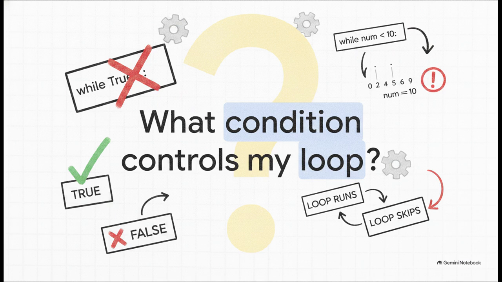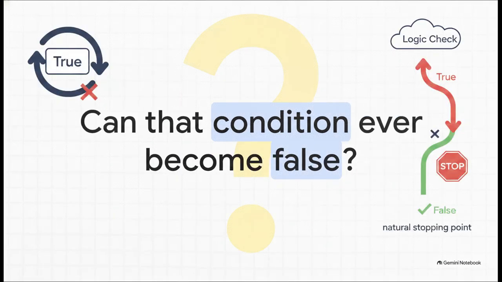This is all about building the habit of always identifying the driving force of your code. Before you write anything else, you've got to know exactly what Boolean condition is dictating whether your loop runs or skips. Question number 2. Can that condition ever become false? You need to actively check your logic for a natural stopping point. If the condition is literally just the word true, well, then the answer is no, it will never naturally become false. Which leads us directly to the next critical check.